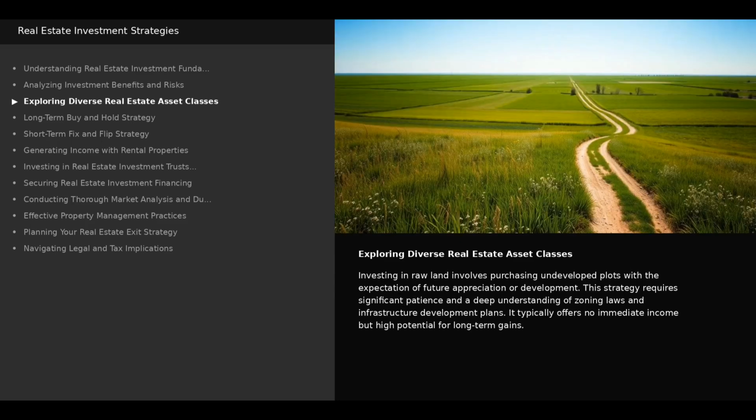Investing in raw land involves purchasing undeveloped plots with the expectation of future appreciation or development. This strategy requires significant patience and a deep understanding of zoning laws and infrastructure development plans. It typically offers no immediate income, but high potential for long-term gains.